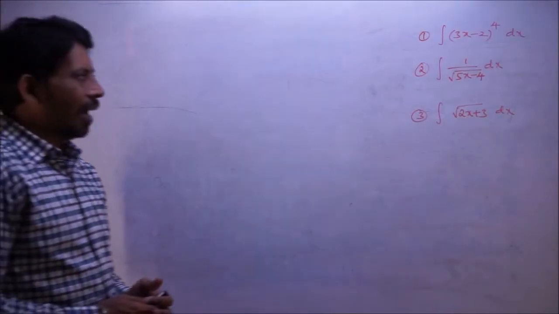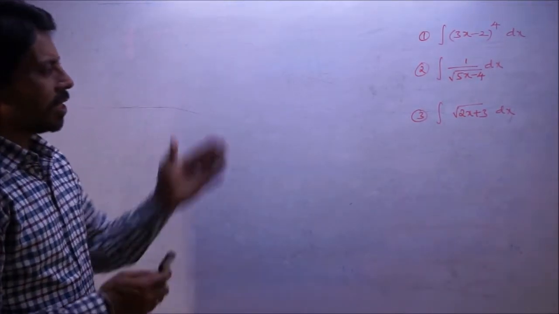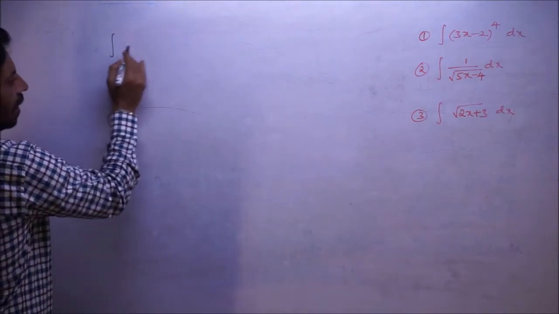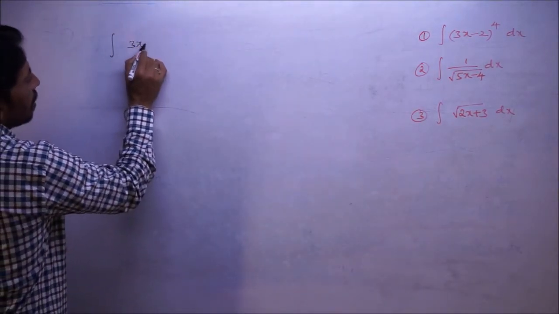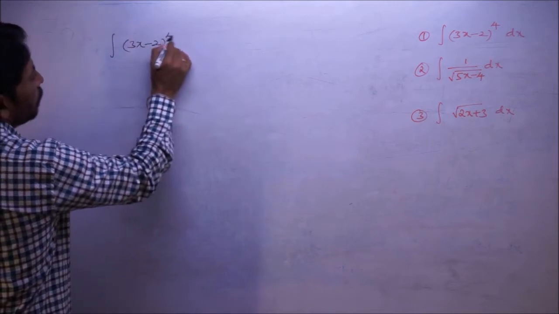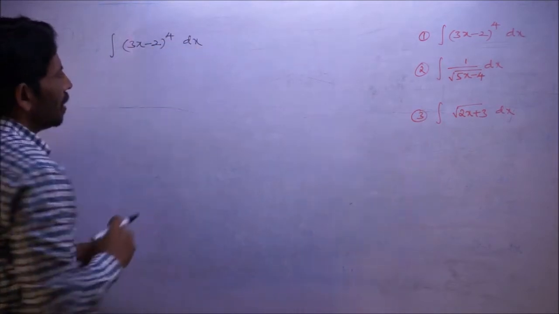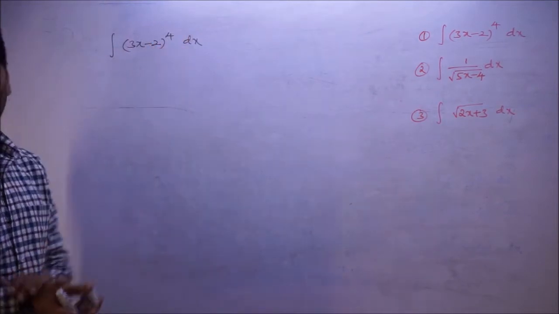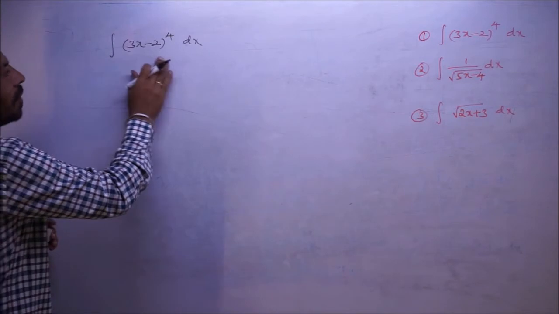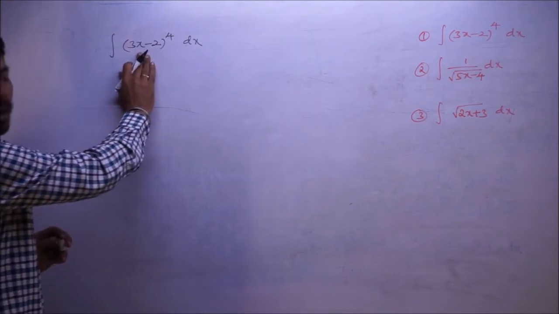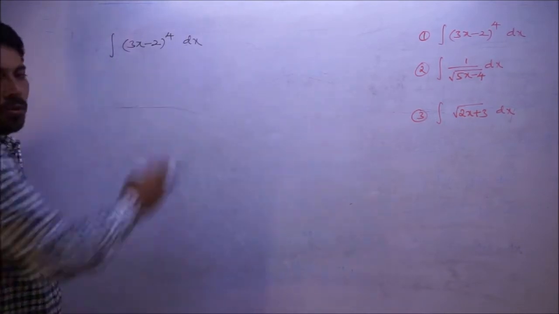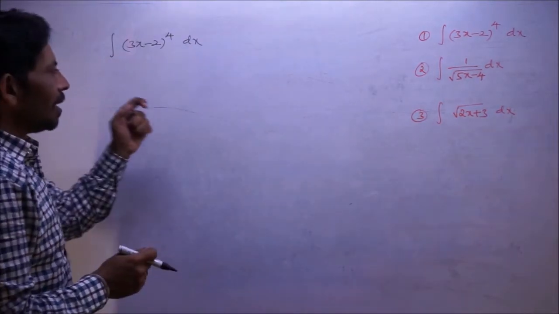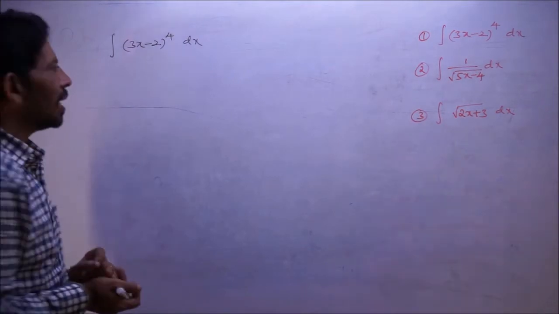Now let us solve these three problems. If you observe the first one, integral of (3x minus 2) whole to the power of 4 dx. This is not x, so it is not in the form of x power n. It is a linear polynomial. First, by using binomial theorem we can expand it, or else here we will use a simple technique.